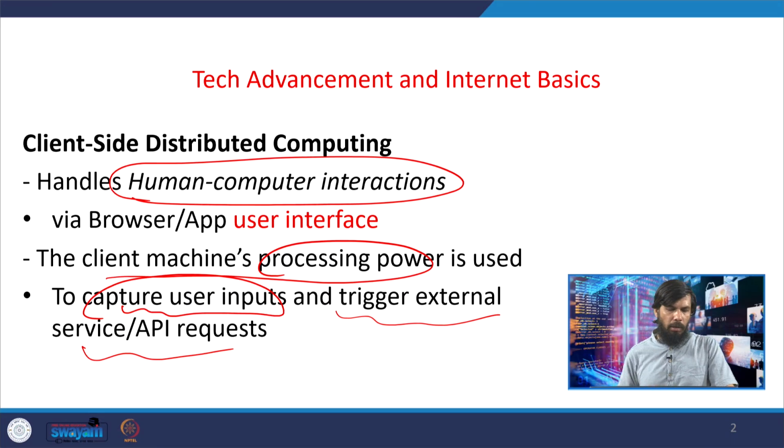So, the client side would be covering this part of distributed computing, right. Essentially, we refer to these kinds of interactions, capturing user inputs or interacting with the software for triggering some request to the service, as human computer interactions, where end users are interacting with the software and the client system, and then all user inputs and other things are getting recorded.